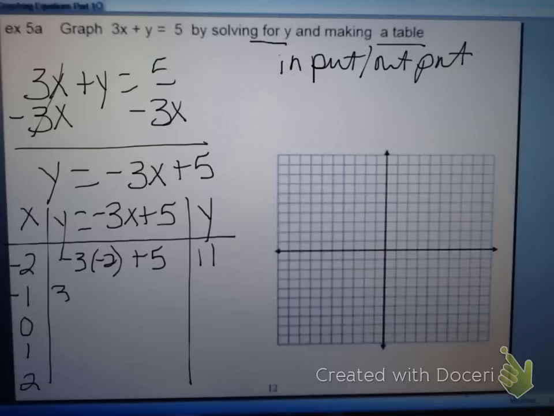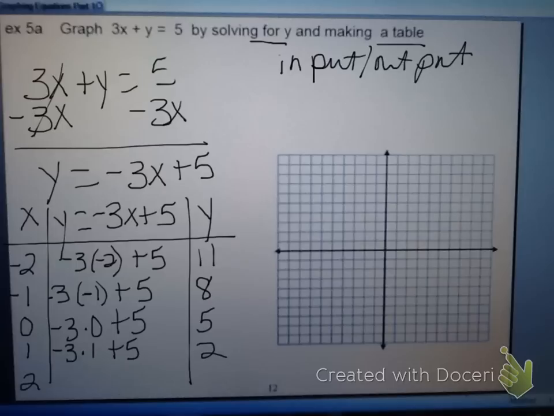Now let's plug in negative 1, so that's negative 3 times a negative 1 plus 5. Negative 3 times a negative 1 is a positive 3, plus 5 is 8. Negative 3 times 0 is 0, plus 5 is 5. Negative 3 times 1 is negative 3, plus 5 is a positive 2. Negative 3 times 2 is a negative 6, plus 5 is negative 1.